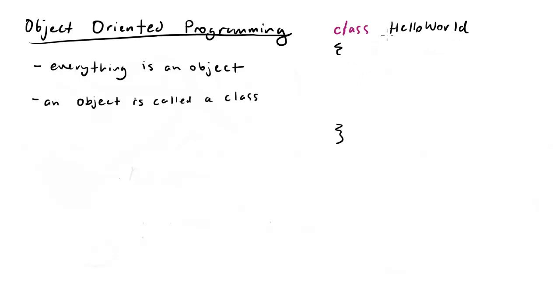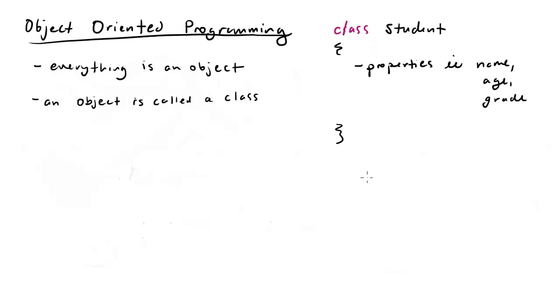But for a better example, let's say we had an object that we wanted to create, and that was a student. Now, I'm not going to go into specifics right now. We'll do that later in Eclipse. But basically, I can give the student properties, like a name, an age, maybe a grade, something like that.